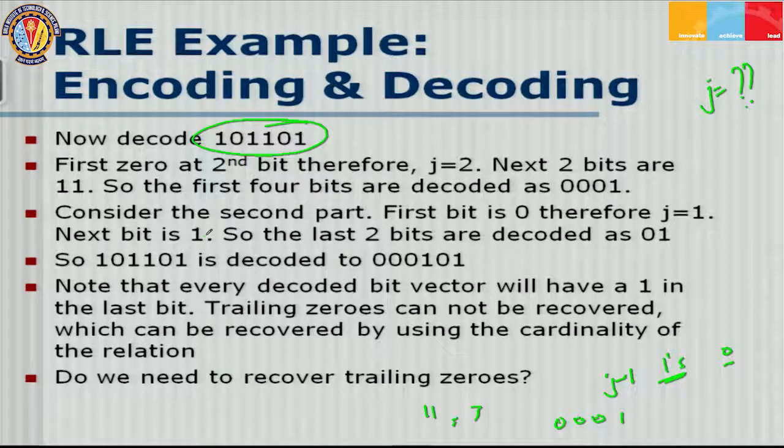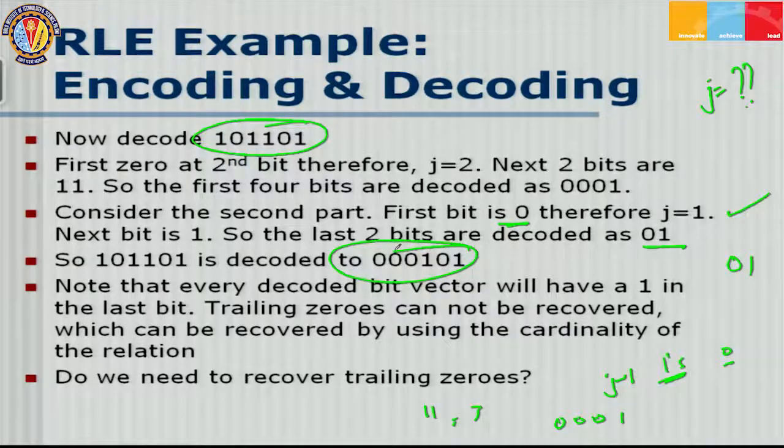Now I look at the second part, and again, the first bit is 0 in this case, right? So the first bit is 0, so therefore j is equal to 1. So 0 is at position 1, so j is equal to 1. So the next bit is 1, so the last 2 bits are decoded as 0 1. So it's a run of length 1. So that is how it is represented. So I get this as the decoder.